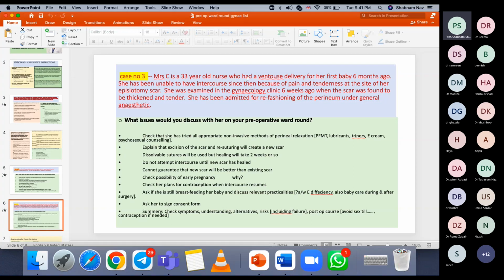C is a 33-year-old nurse who had induced delivery for her first baby 6 months ago. She has been unable to have intercourse since then because of the pain and tenderness at the site of her episiotomy scar. She was examined in the gynae clinic 6 weeks ago when the scar was found to be thickened and tender. She's been admitted for refashioning of the perineum under general anesthesia. Her scar has to be removed, refashioning of perineum, because she has dyspareunia. So what issues would you discuss with her on your pre-operative ward round?